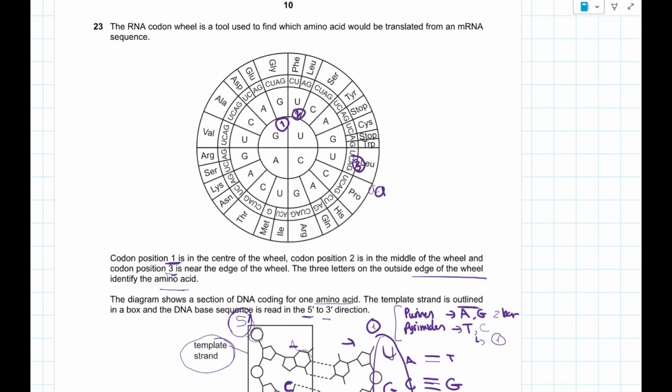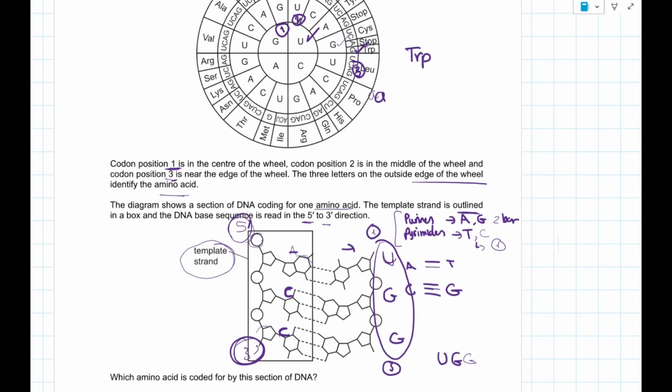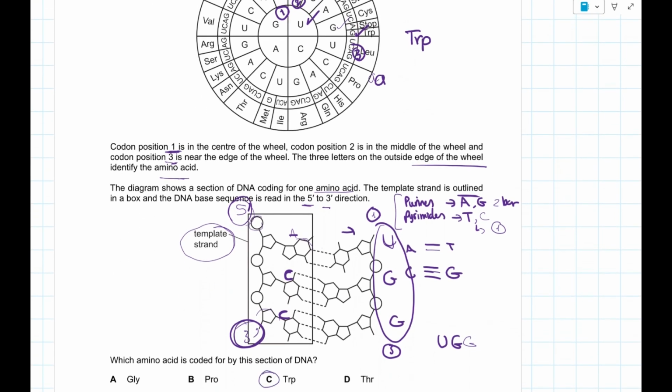Now, let's take a closer look here. It's going to be U here, G, G. Therefore, it's going to be tryptophan. And the answer is going to be C.